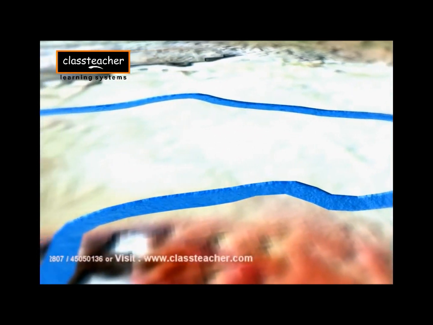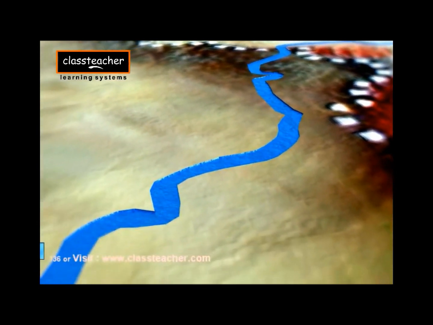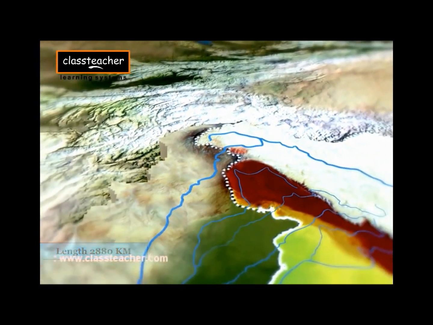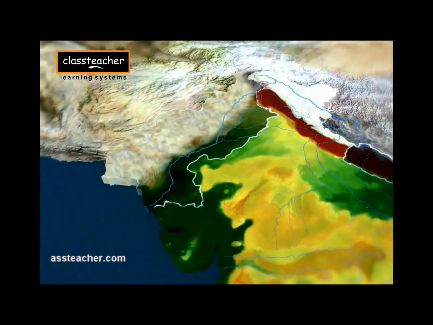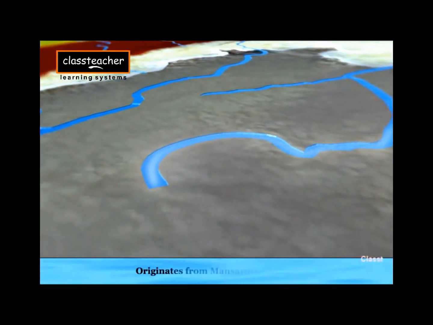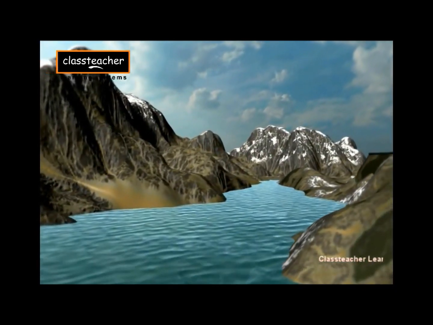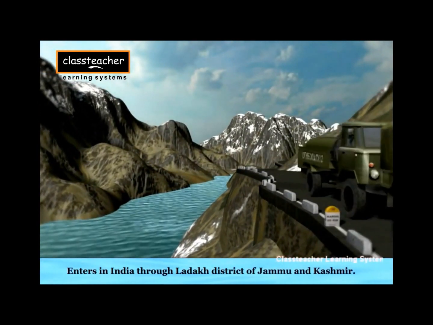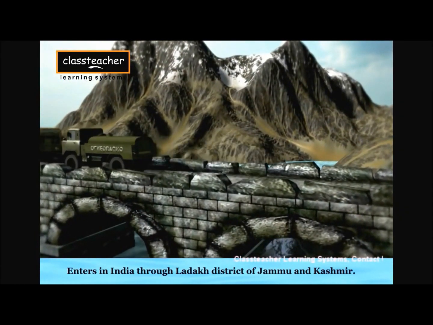The Indus river system. It is one of the largest river basins of the world, covering a length of 2,880 kilometers, of which 1,114 kilometers lies in India. It is also known as Sindhu. It originates from a glacier in Kailasha mountain near Mansarovar Lake in the Tibet Plateau. Following west, it enters India in the Ladakh district of Jammu and Kashmir. Then it cuts across the Ladakh range and enters into Pakistan.